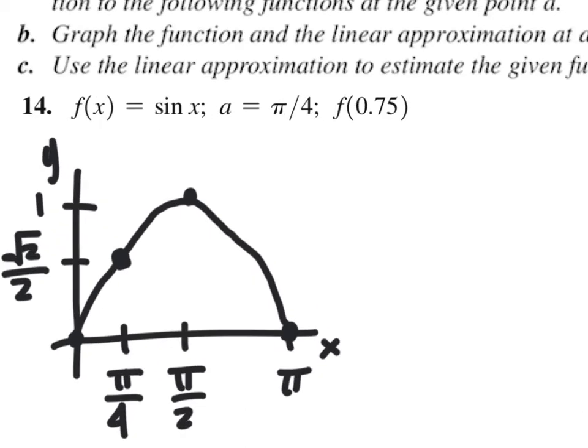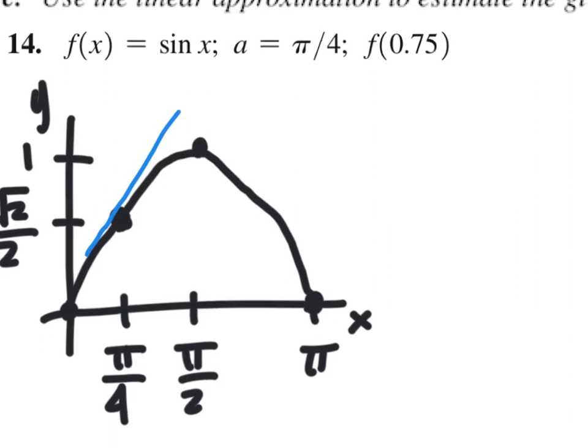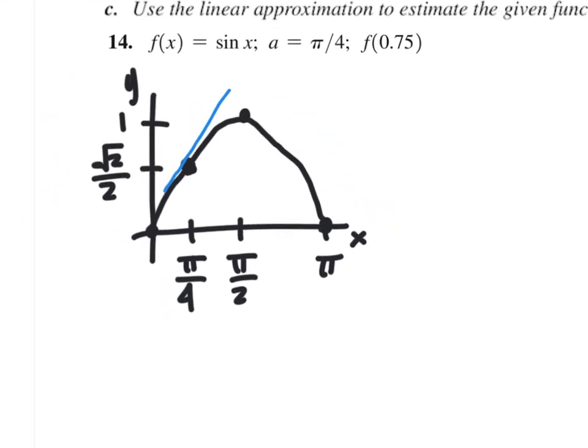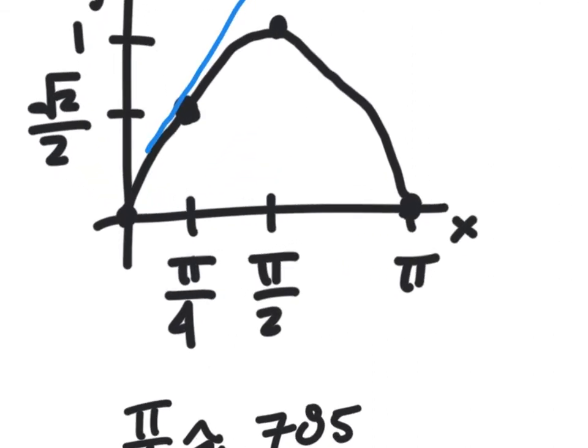Okay, and so let me come in here and draw a tangent line at that point. And we want to figure out, well, what's the approximation at 0.75? Now, it's important to note that pi over 4 is approximately 0.785. Okay, so if we want to approximate 0.75, that's going to be over here. That's about 0.75. So what I want to do is use my linear approximation to see how close we can get to our actual value.